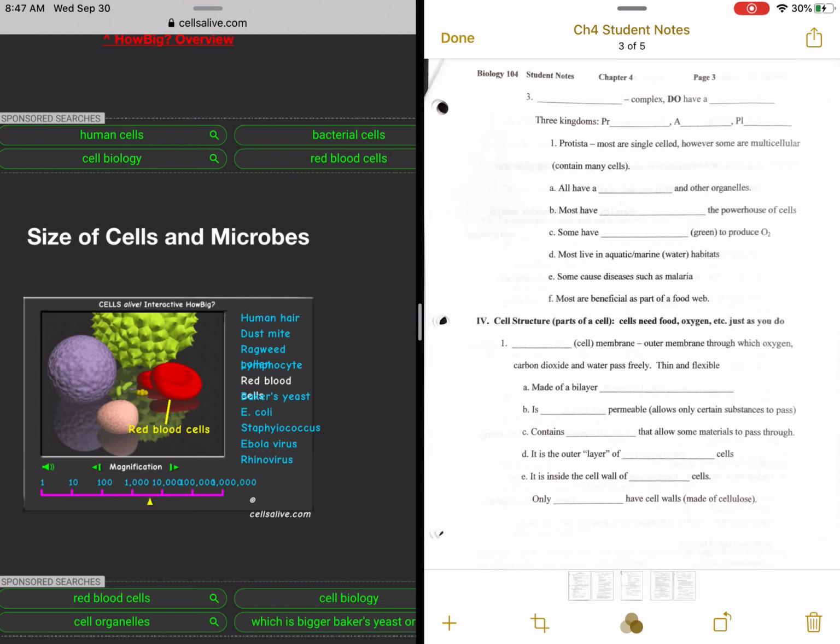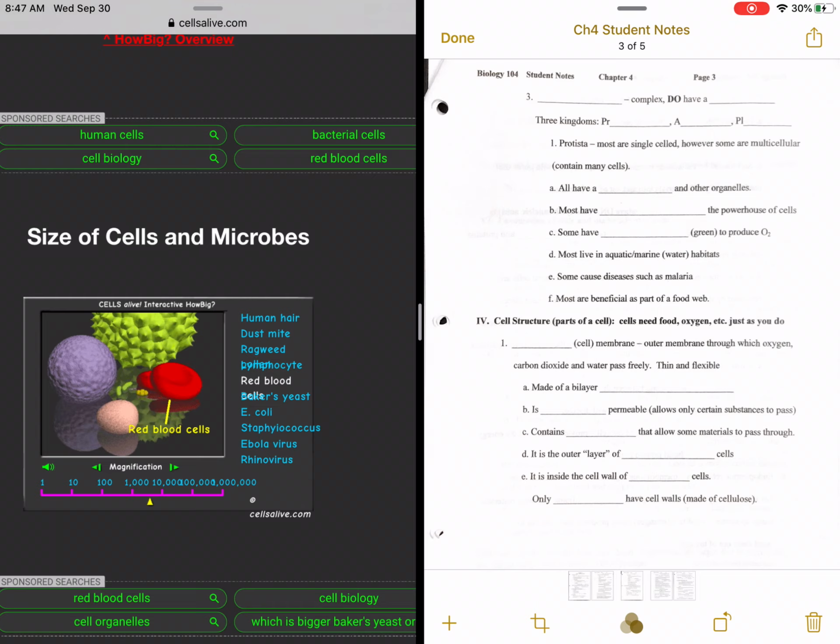Most protists live in aquatic or marine habitats because it's very hard for a single-celled organism to live in an environment that isn't wet because of their need for water exchange. Some can be diseases. Malaria is a flagellate that swims around and causes major problems. And most are beneficial as part of a food web, so they feed larger organisms.